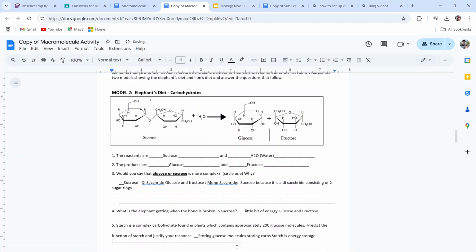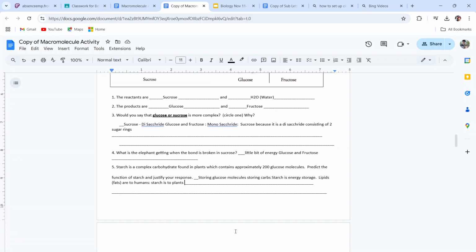I want you guys to make this note for me. Not only is it energy storage, if lipids, which are fats, are to humans, then we can say that starch is to plants. And what I mean by that is that your fat stores the energy in your body. Starch is that version for plants. This is the energy storage molecule for our plants.